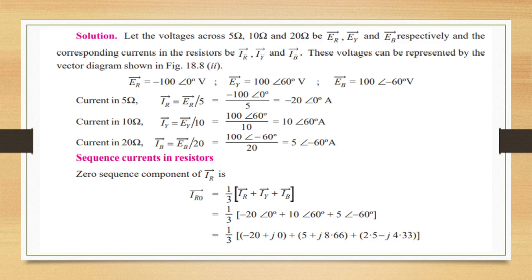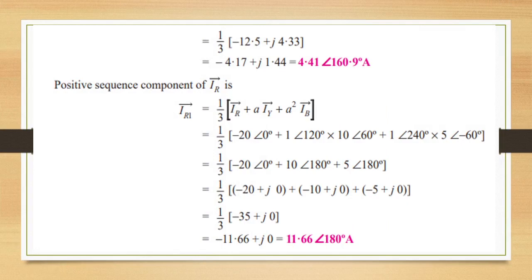Sequence current in resistors. Zero sequence component of IR, IR0, is 1/3 of (IR plus IY plus IB). That is 1/3 of (-20∠0° plus 10∠60° plus 5∠-60°). So converting polar to rectangular, it is 1/3 of (-20 plus j0, 5 plus j8.66, 2.5 minus j4.33). So that is coming as -4.17 plus j1.44, and in polar form it is 4.41∠160.9° amperes.